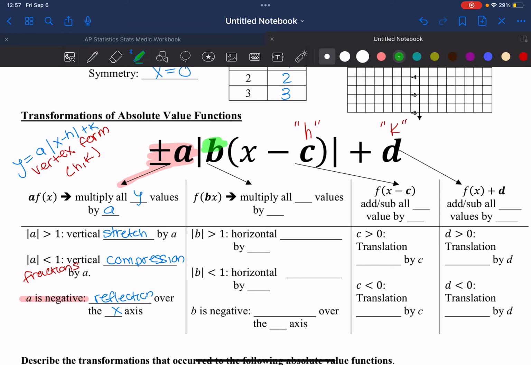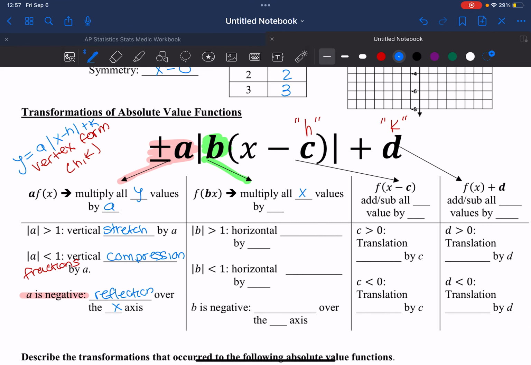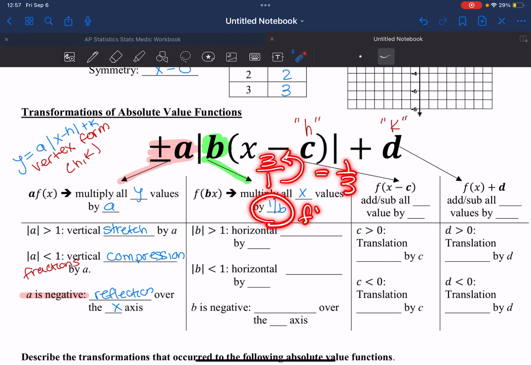Now, let's see what b does to our function. So b, you're going to take that value and it's going to multiply all the x values by 1 over b. Okay, so it's taking whatever b is and it's flipping it into a fraction. So if our b value was, for example, 3, that's the same as writing 3 over 1, and we could flip it to become 1/3. That's what this part means, just to flip.